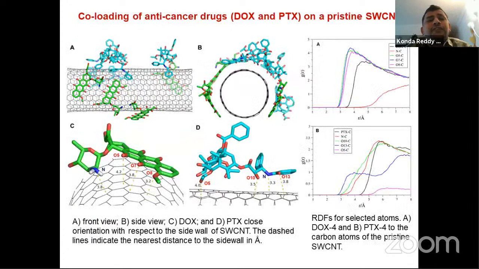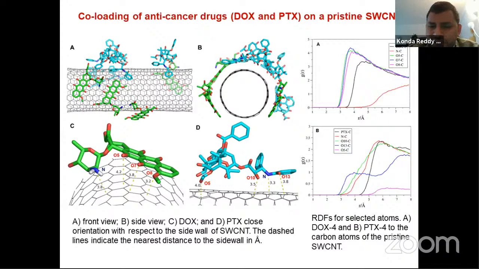So if you see, the first step we have done is the co-loading of anti-cancer drugs on a pristine single-walled carbon nanotube. Here in A, there is a front view, and then a side view. The DOX molecule, which has conjugated benzene rings, sits perfectly on the carbon nanotube. It forms majorly pi-pi interactions with the carbon nanotube.